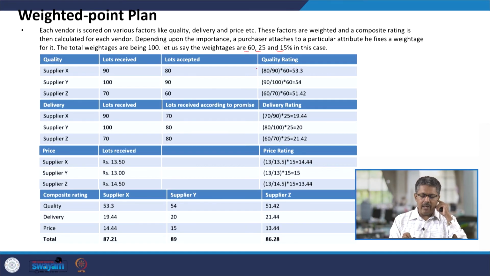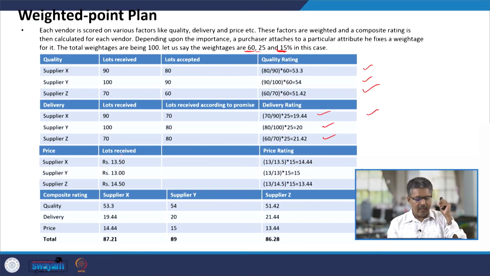So, what is the quality rating? 80 by 90 into 60. Now, what is this 60? This 60 is the weightage that you have provided. Similarly, 90 upon 100 into 60, because you are talking about quality in these three cases, and 60 by 70 into 60. So this is the total score that you got for quality rating. Similarly, you can find out the delivery rating for X, Y and Z, which is 19.4, 20, 21.42.